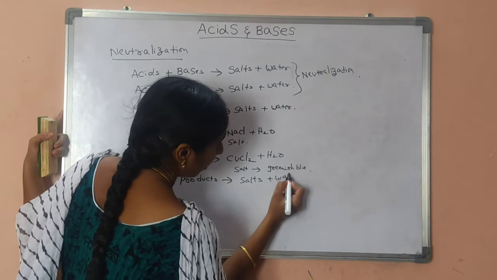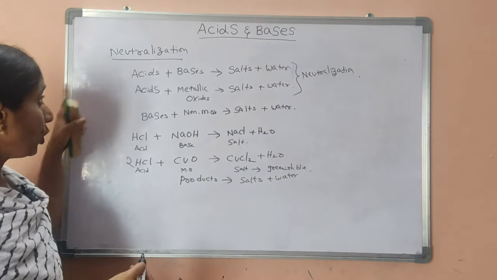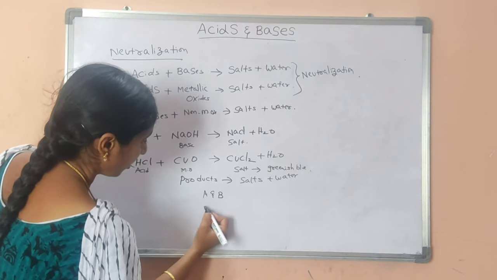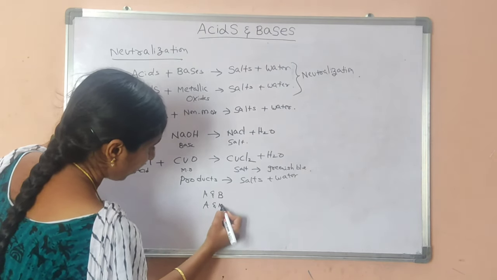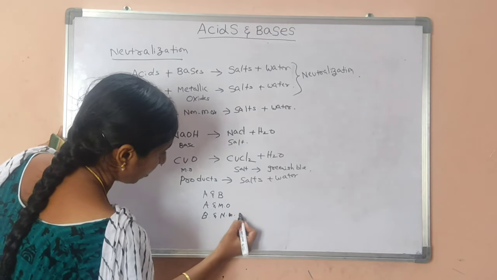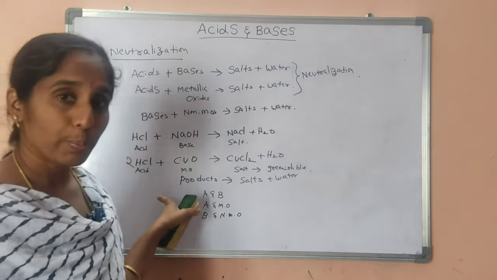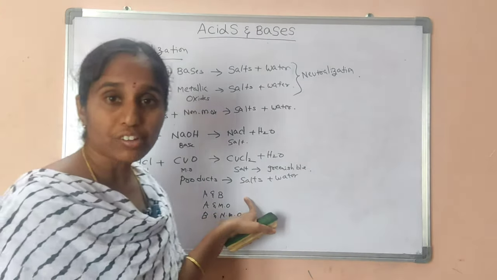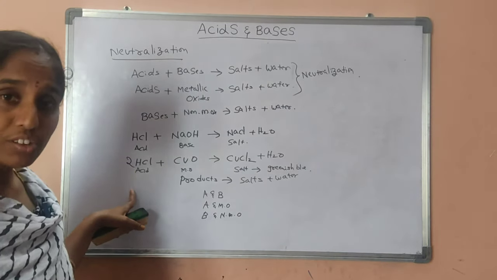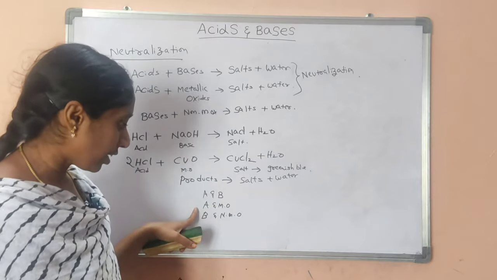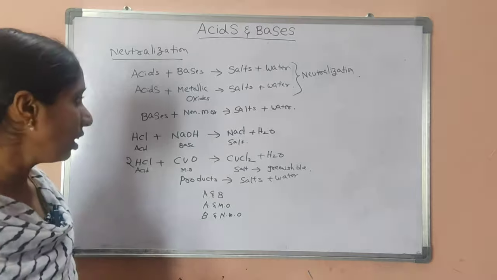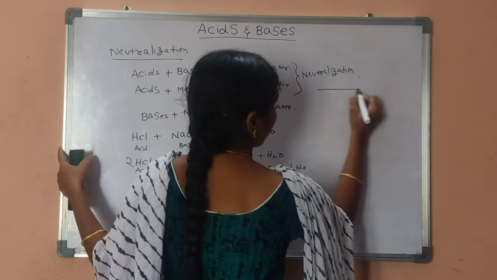Okay. What are the reactants in the neutralization reaction? Acid and base, acid and metallic oxides, bases and non-metallic oxide. What are the products in the neutralization reaction? Salt and water. What are the reactants in the neutralization reaction? Acid and base, acid and metallic oxide, base and non-metallic oxide. Okay. Then another property.